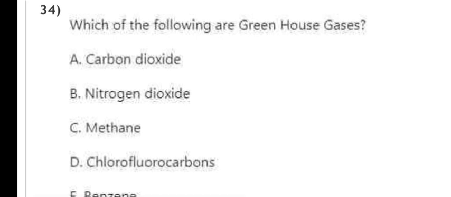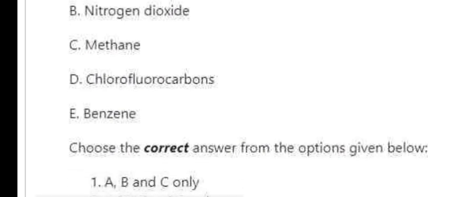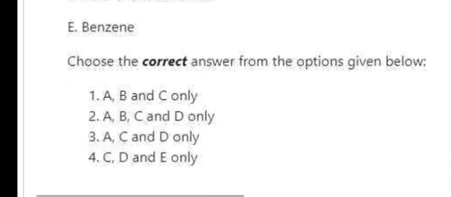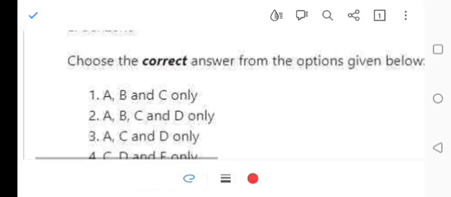Which of the following are greenhouse gases? A, B, C, D, E. Carbon dioxide, nitrogen dioxide, methane, chlorofluorocarbons, benzene. These are the options for you. A, B, C; A, B, C, D; A, C, D; C, D, E. So it will be A, C, D only.